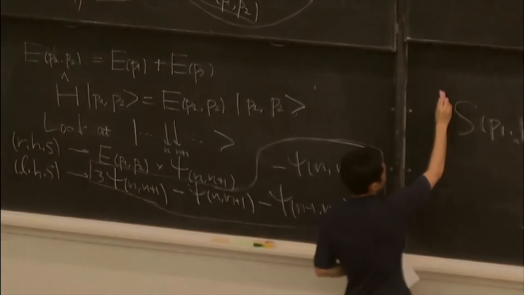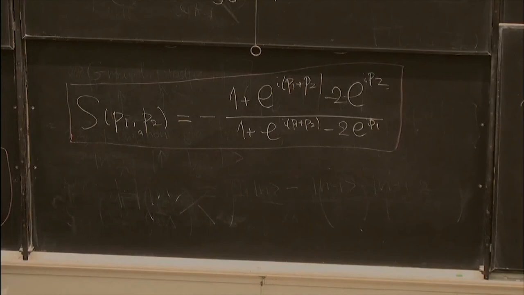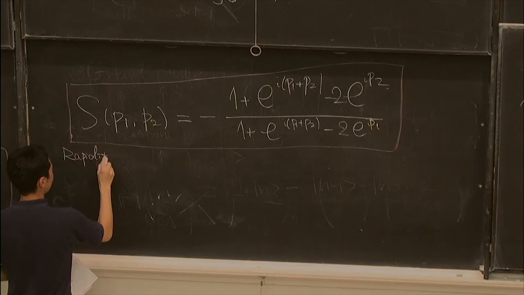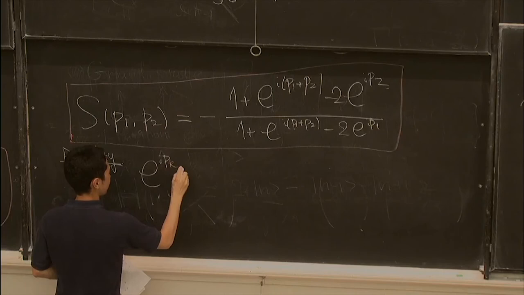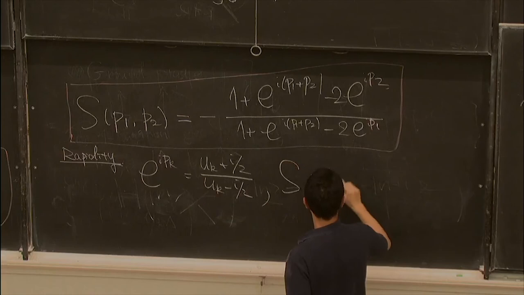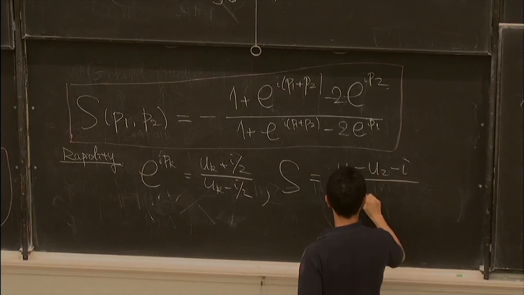So this looks a little bit complicated, but there is actually a nice variable which brings this S into a rational function. The variable is called the rapidity variable. So if you introduce the variable u_k in this way, then this S matrix becomes (u1 minus u2 minus i) over (u1 minus u2 plus i). So you can check it very easily.